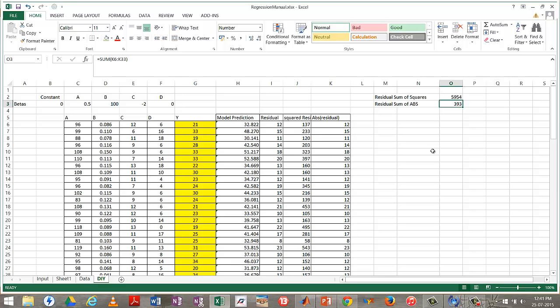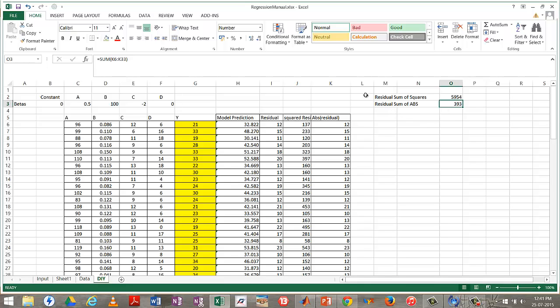And out here, what I have in cell O3 is the sum of the absolutes, the residual sum of the absolutes, and in O2 I have the residual sum of squares. Now remember, in an ordinary least squares regression, what you have in O2 is what you're trying to minimize by changing the values in B3 through F3. But in our particular example, what I wanted to illustrate to you today, I want to try and minimize what I'm getting in O3.